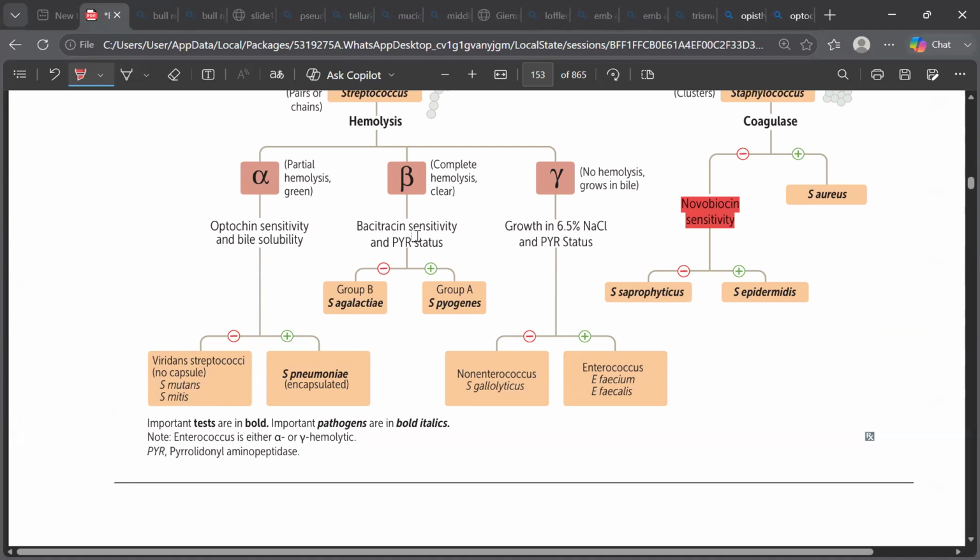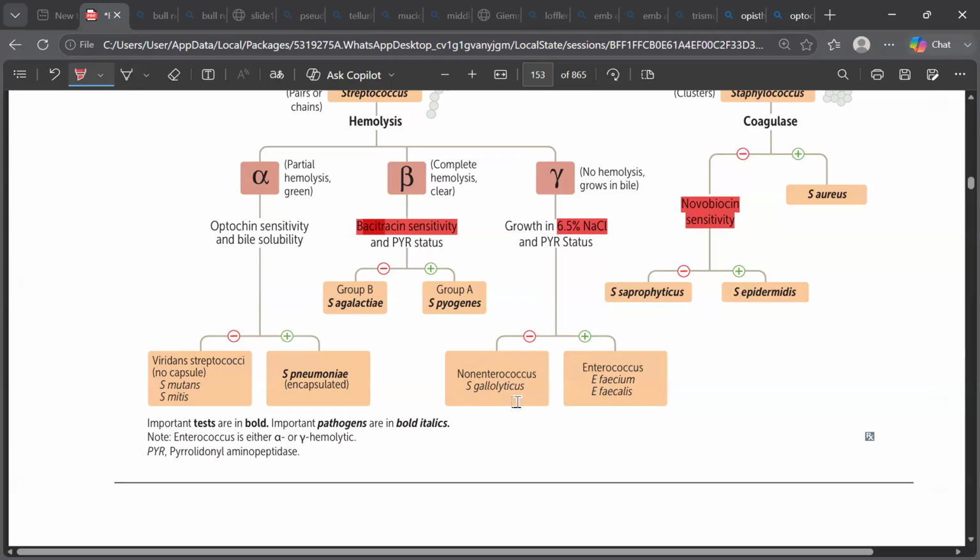Then we have beta, which have bacitracin sensitivity and PYR status. And on the basis of this bacitracin sensitivity, if it is negative, it is going to be group B. And if it is positive, it is going to be group A. Then we have gamma hemolysis, that is no hemolysis and it grows in bile. It grows in 6.5% NaCl and PYR status. If it grows in 6.5% NaCl and it is a gamma hemolysing Streptococcus, it is going to be Enterococcus. And if it does not grow in 6.5% NaCl, but it is a gamma hemolysis strep, then it is going to be non-Enterococcus, S. gallolyticus.